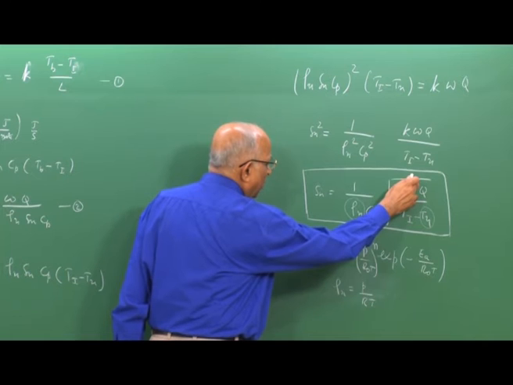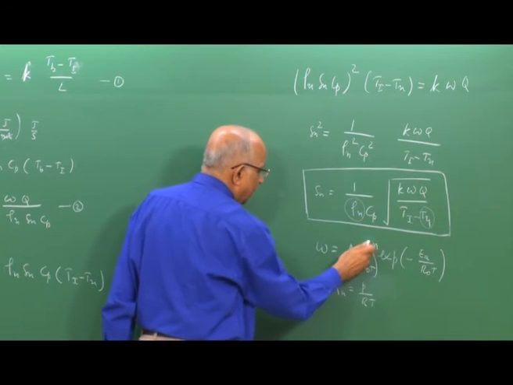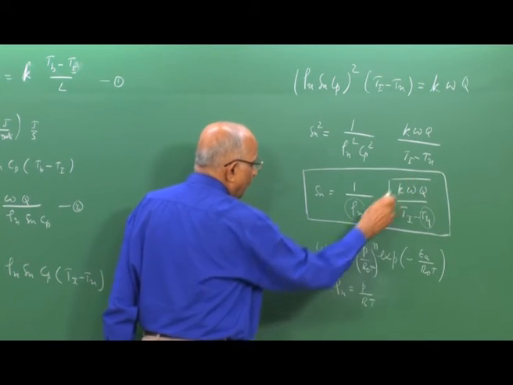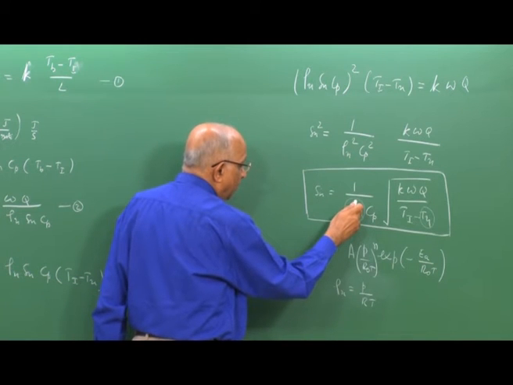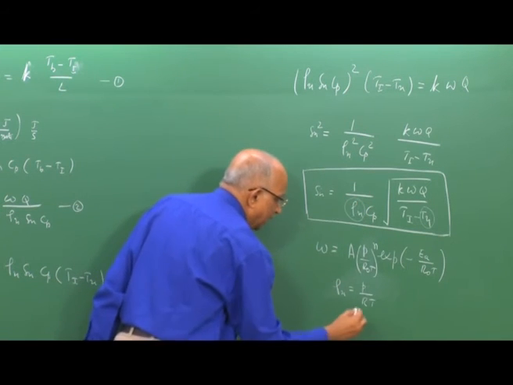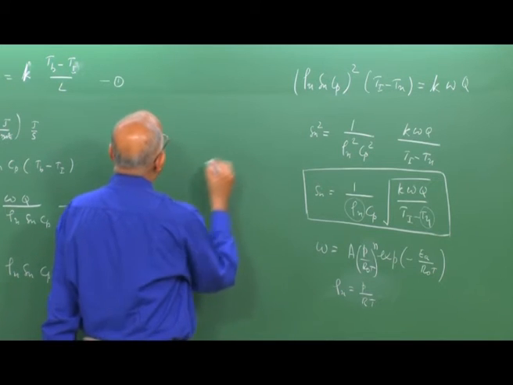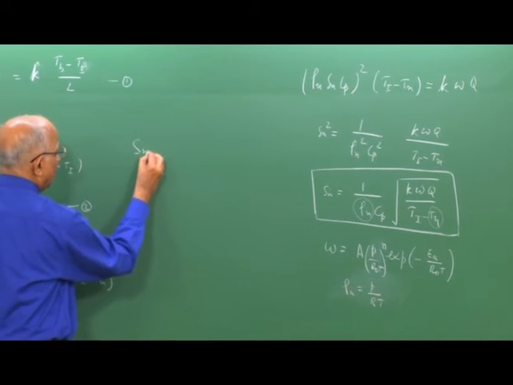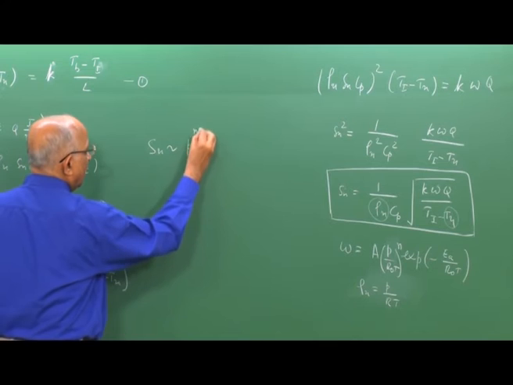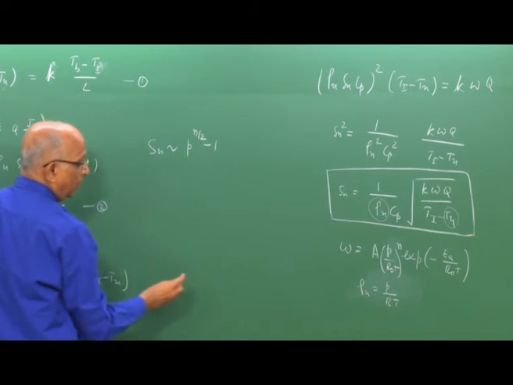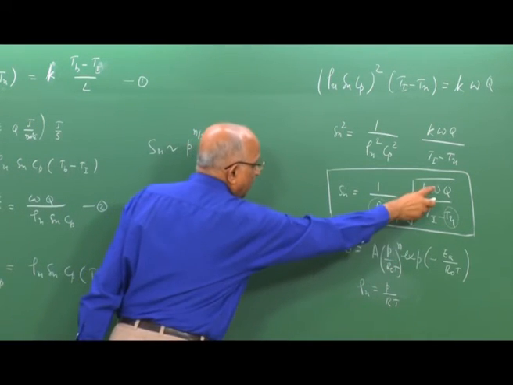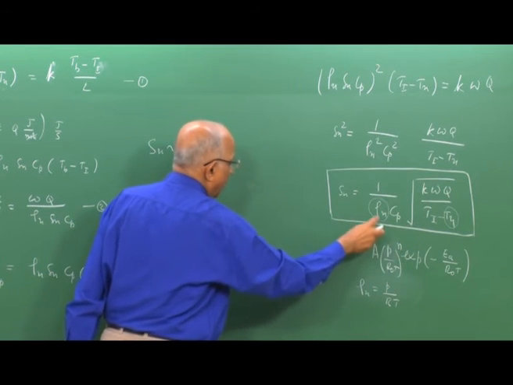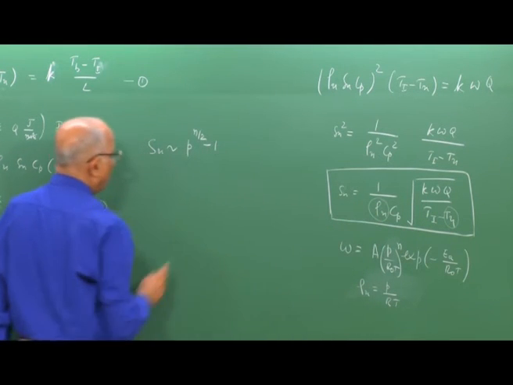And therefore, what do I get when I look at this? I get omega to the power half. That means I get P to the power n by 2. Or rather, I get the flame speed. Let me just write it here itself: SU goes as P to the power n by 2 minus 1, because here I get P to the power n, and here I have under root sign P to the power n by 2 minus 1.